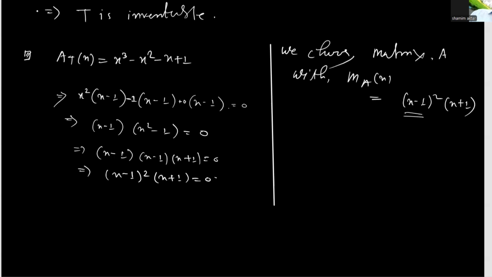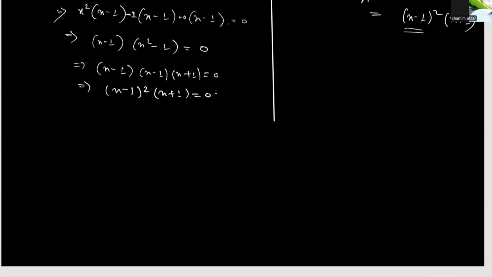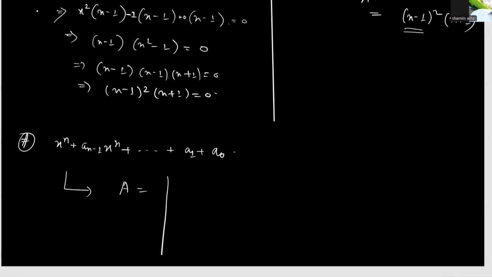We know that for every monic polynomial we have a corresponding matrix, and this matrix is called the companion matrix. We know the result: for the monic polynomial x to the power n plus a_(n minus 1) x to the power n minus 1 plus dot dot dot plus a1 x plus a naught, the corresponding matrix is given as follows: the first row is minus a naught, minus a1, dot dot dot, minus a_(n minus 1).